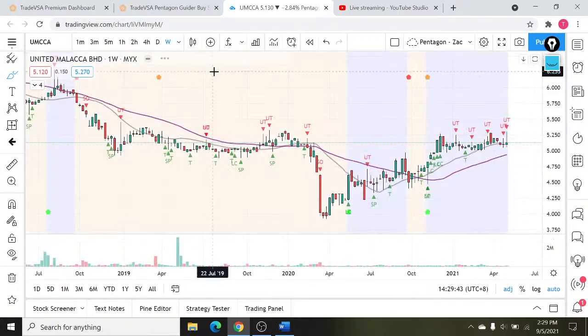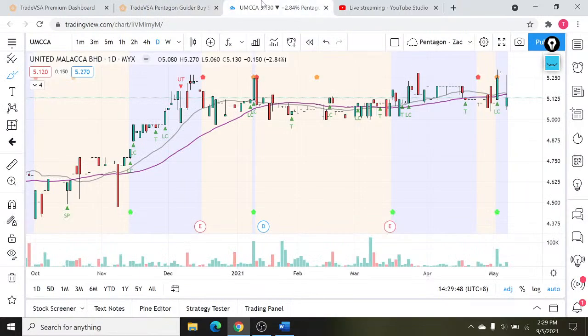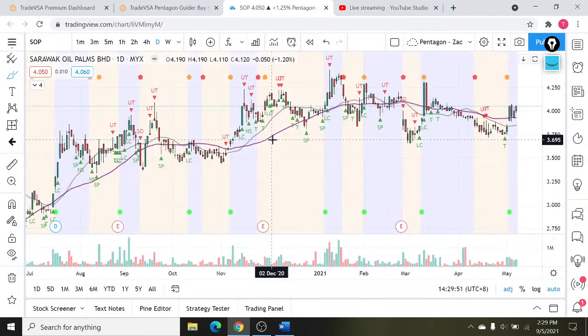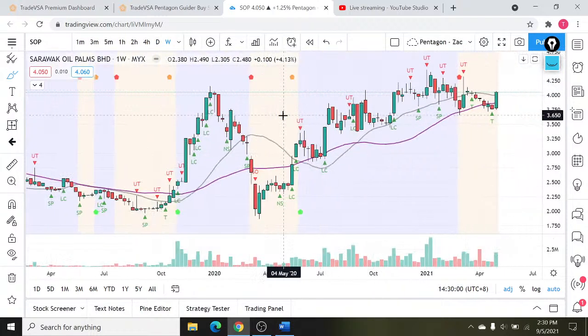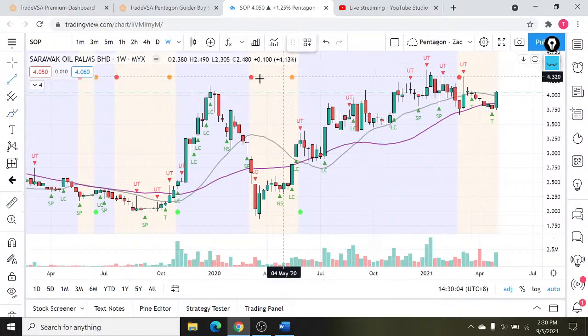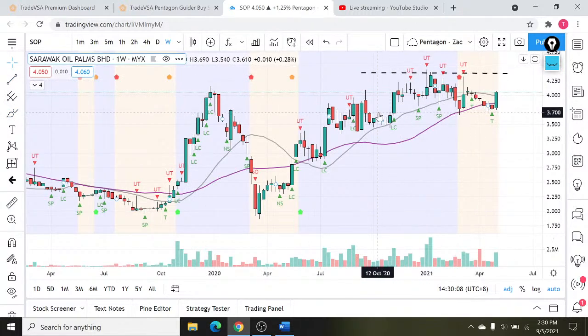This is the one that's illiquid. Okay, nothing much to look into. Let's try SOP. Okay, crossed the 20 40s, but a bit not so. I cannot see the overall direction of the stock. Okay, it's uptrending.